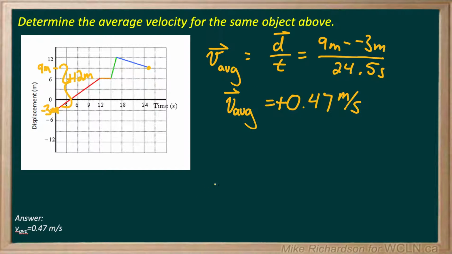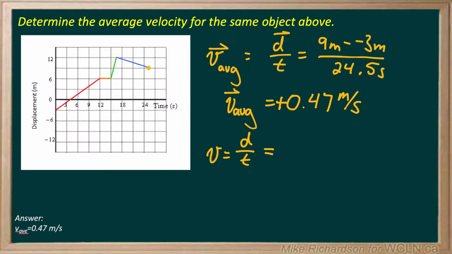Now what about average speed? Average speed is the scalar version, and it's distance over time. And sometimes, even though it's a scalar, this might be more difficult to calculate. So if I look at my total distance traveled, I got to look at each section. So let me erase what I've got here.